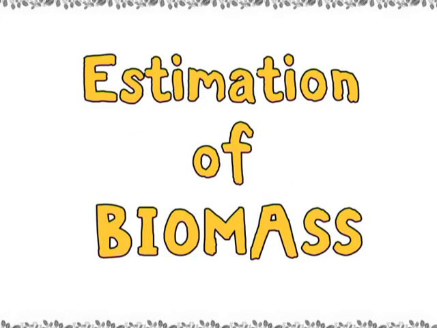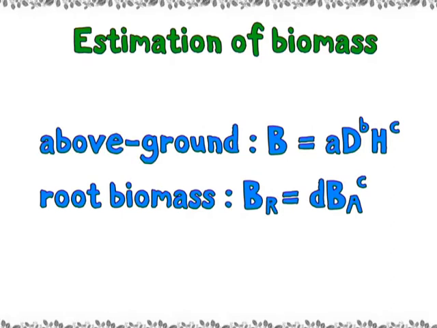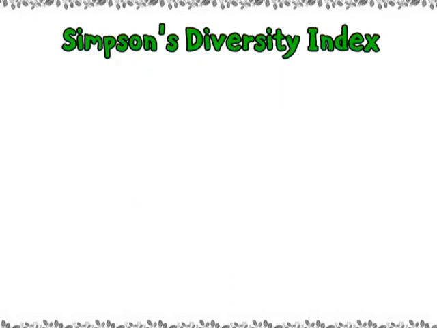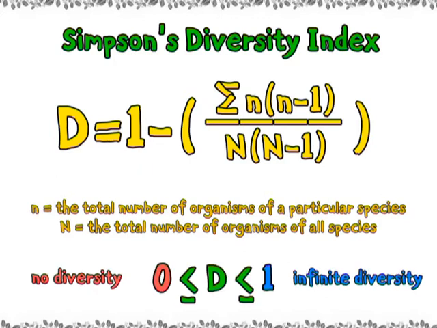After collecting the data, we can now move on to process the biomass through this equation. The estimation considers both the above-ground biomass and the root biomass. To calculate the biodiversity, we will use Simpson's diversity index. The value of D ranges from 0 to 1, 1 representing infinite diversity, and 0, no diversity.